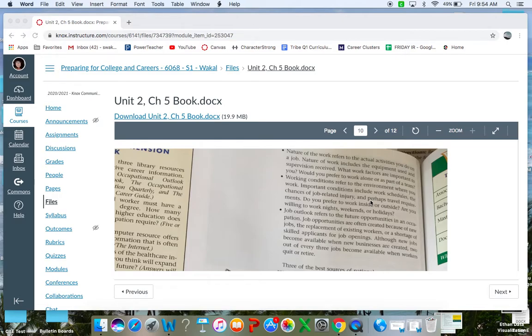Okay, the next page continues on with exploring a career, and this is basically the nature of work. So nature of work refers to the actual activities you do on the job. Nature of work includes the equipment used and supervision received. What work factors are important to you? This is something to think about. Would you prefer to work alone or as a part of a team?